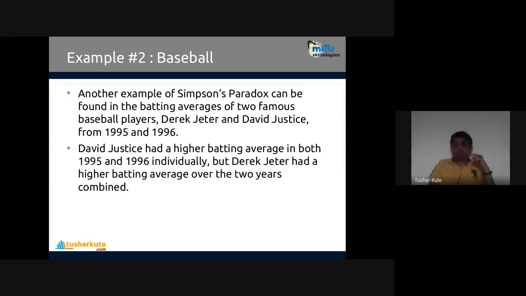Example number 2, baseball. Another example of Simpson's paradox can be found in the batting averages of 2 famous baseball players, Derek Jeter and David Justice, from 1995 to 1996. David Justice has a higher batting average in both 1995 and 1996 individually. But Derek Jeter had a higher batting average over the 2 years combined. If you combine them, his batting average is higher. See this.